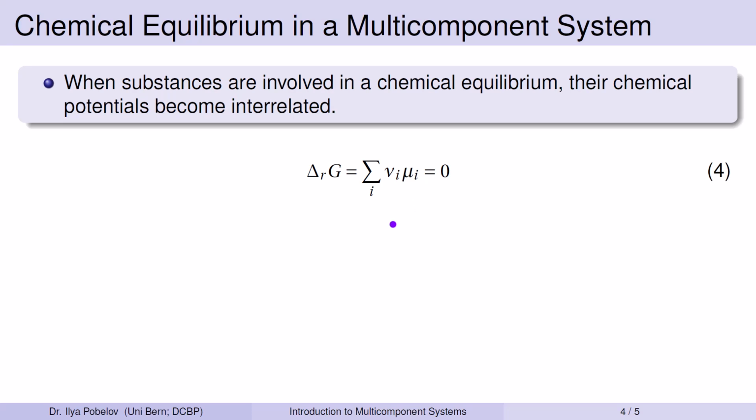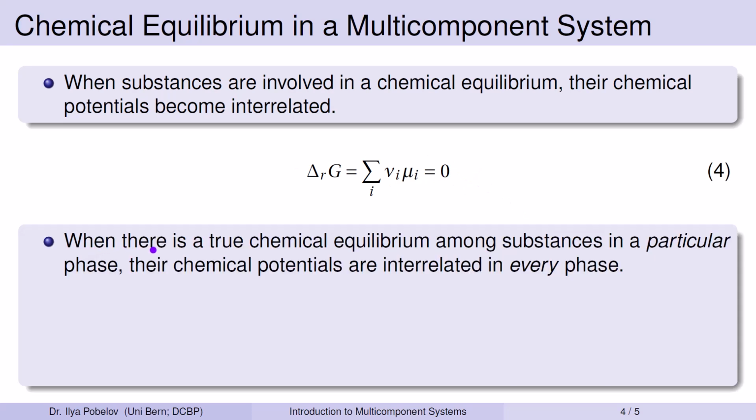Although reaction rates are influenced by many factors, including the location of the reaction participant, these details are beyond our current thermodynamic focus. When there is a true chemical equilibrium among substances in a particular phase, their chemical potentials are interrelated in every phase. We have already explored the concept of chemical equilibrium in previous discussions.